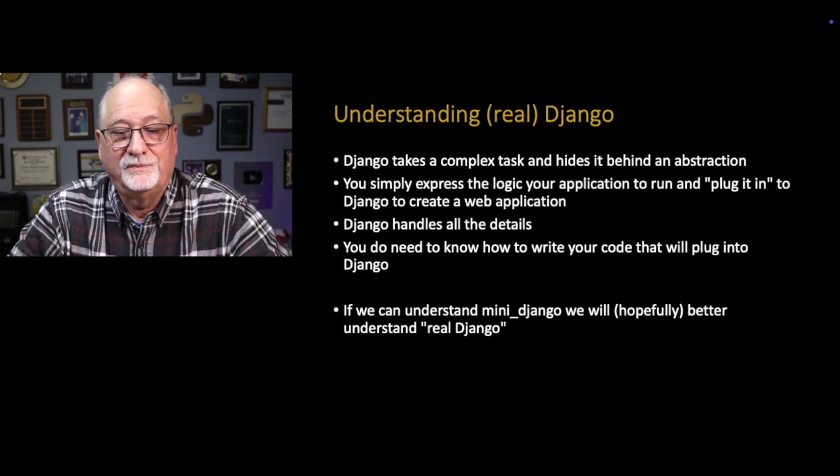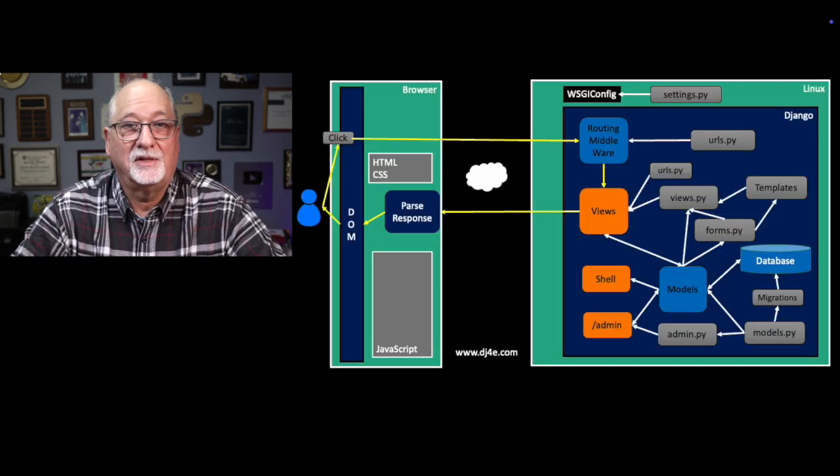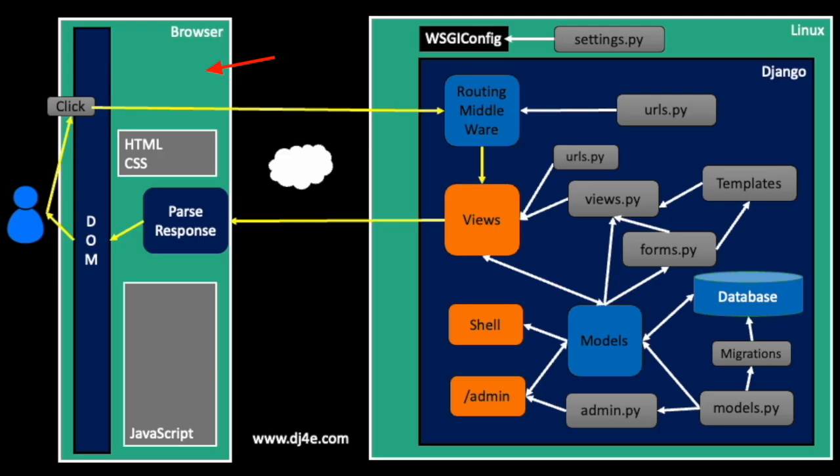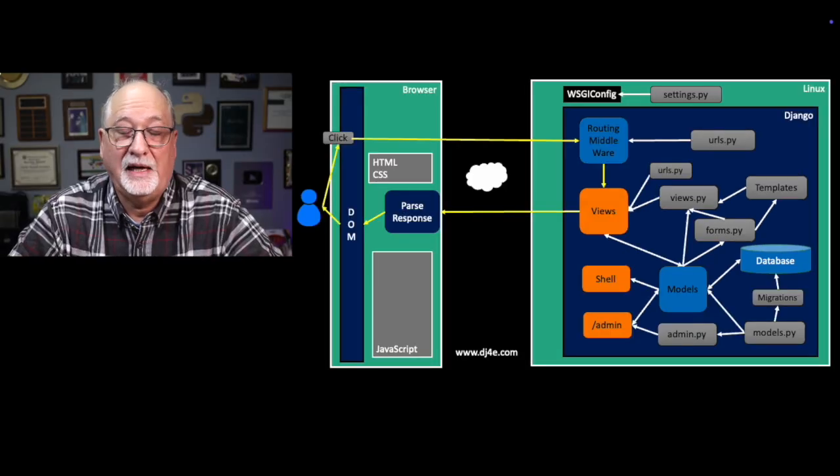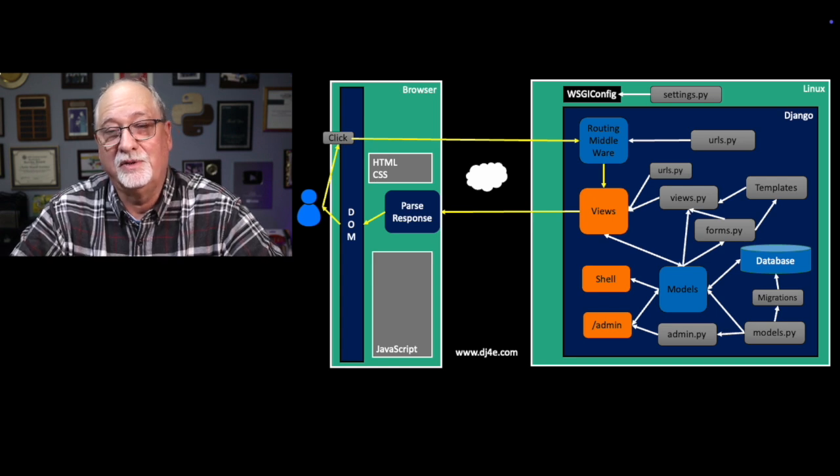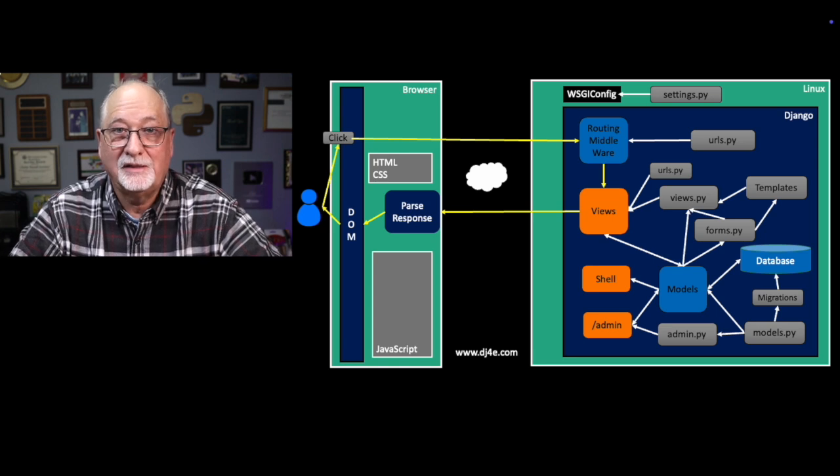So in my class, I use this thing I call the big picture. On the left side is a browser with a document object model that deals with HTML and CSS and JavaScript and intercepts user actions and then sends the request response cycle into a server running somewhere on the internet. There's Django and Linux, and there's urls.py and views.py and forms.py and templates.py. And literally the first half of any Django class I teach really is designed to understand this picture. And it's a little complex.